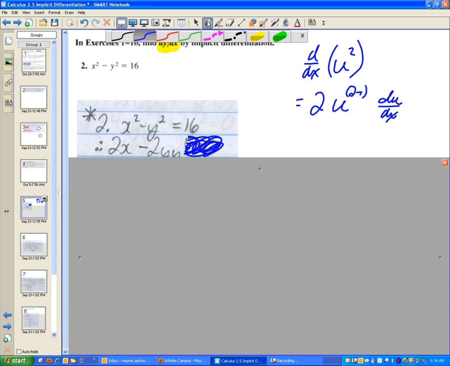oops, I erased too much. You've seen too much. So it's 2u, 2y, subtract 1 from the exponent, 2 minus 1 is 1, times the derivative of u, the derivative of y. Well, the derivative of y is either dy dx or y prime.